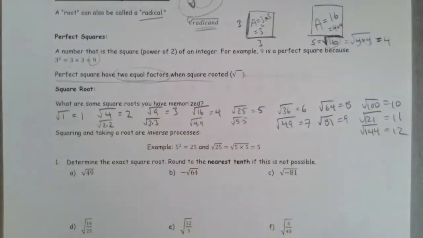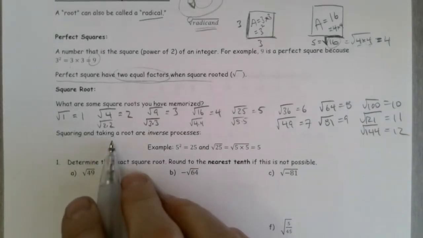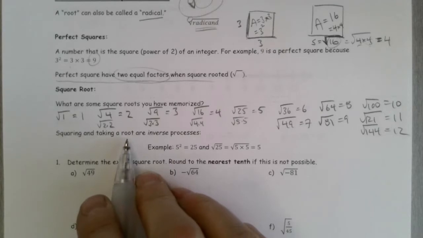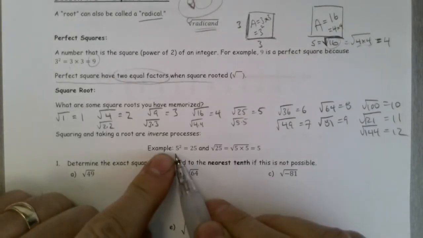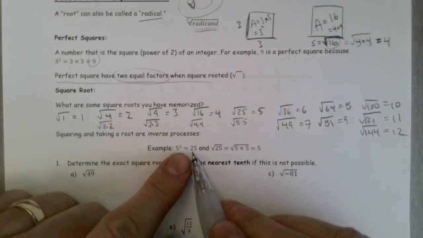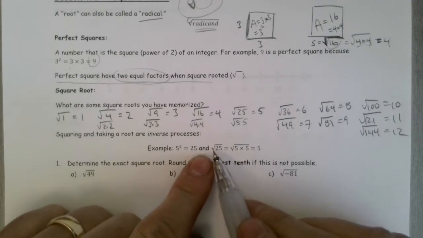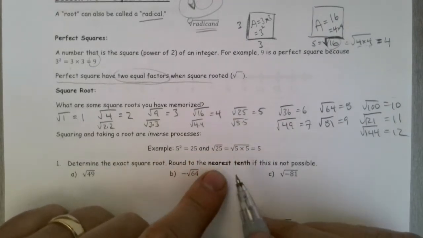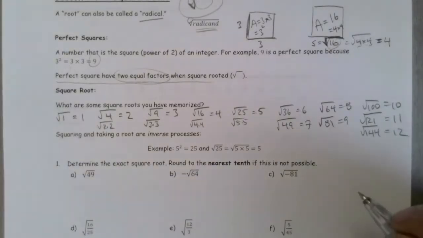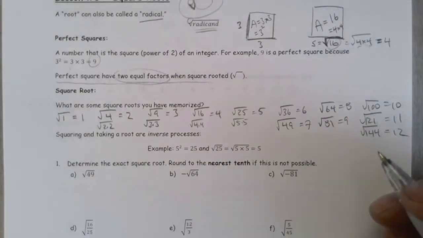Okay, but it's just a matter of knowing your multiplication tables. So squaring and taking a root, taking a square root in particular, these are inverse processes, okay? They undo each other. So for example, if I start with 5 as a side length and I square it to get 25, I can then take the square root of 25 to undo that and go backwards to 5. Okay? Anyway, let's take a look at some questions.